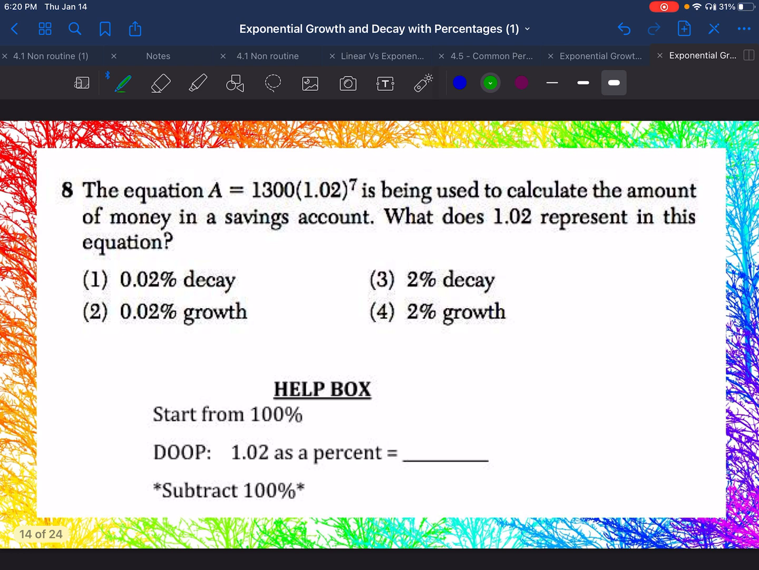Why don't you try this one on your own? It says the equation A equals 13,000 times 1.02 to the 7th is being used to calculate the amount of money in a savings account. What does 1.02 represent in this equation?